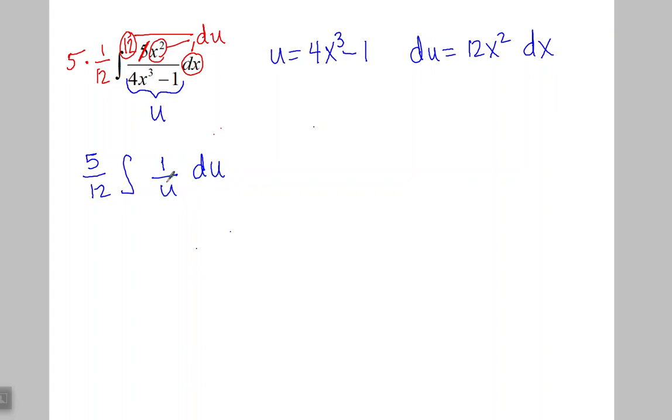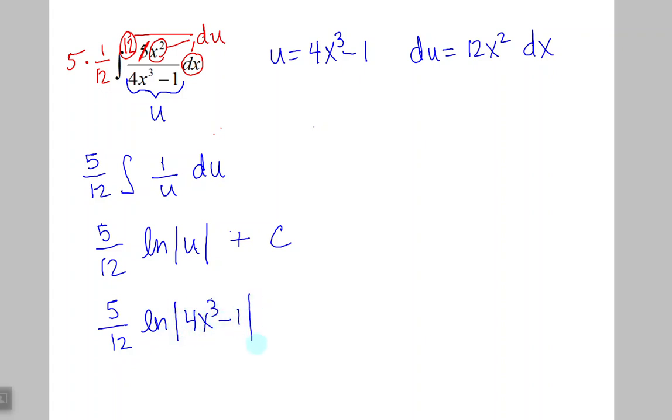You should be able to recognize this as our natural log antiderivative. So we have the 5/12 on the outside multiplied to the antiderivative of 1 over u, which is our natural log of absolute value of u, of course, plus constant of integration. Then we can substitute back what the u is: 5/12 natural log of absolute value of 4x cubed minus 1, plus c. So often when you have a quotient, you might think of making the denominator the u so that we end up with our natural log antiderivative.